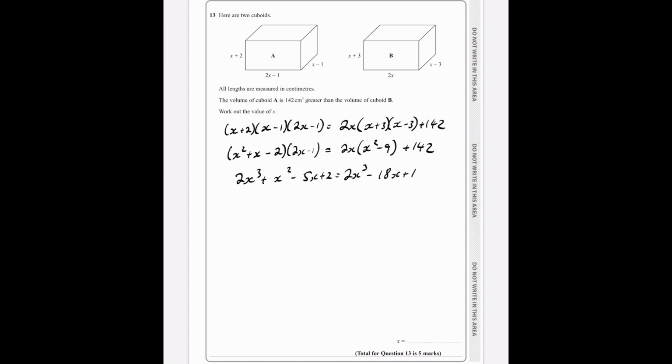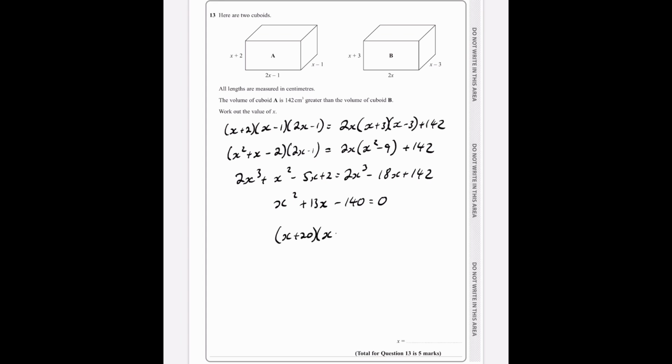Now what's nice about this equation is when we subtract 2x cubed from both sides, it's going to cancel them out, leaving us with a quadratic equation. With quadratic equations, of course, we want the three-term quadratic equal to 0, so I'm going to bring everything onto the left-hand side. It's always nice to start with a positive.